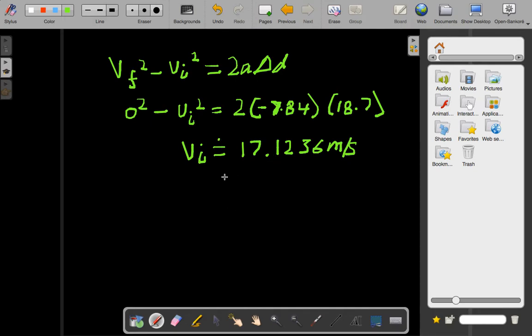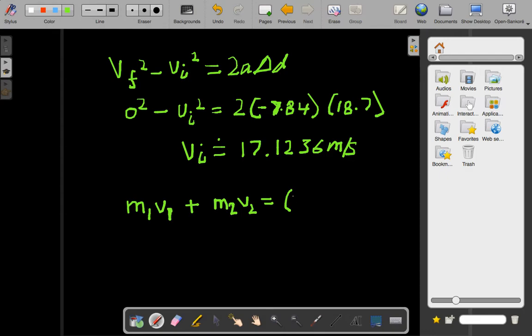Now that we know the initial velocity of the wreckage, we can use that in conjunction with the conservation of momentum to determine the two velocities of the cars. Because this is an inelastic, or sticky, collision, this equation stands to be true: the momentum of the first car plus the momentum of the second car is equal to the momentum of the wreckage, because momentum is always conserved.